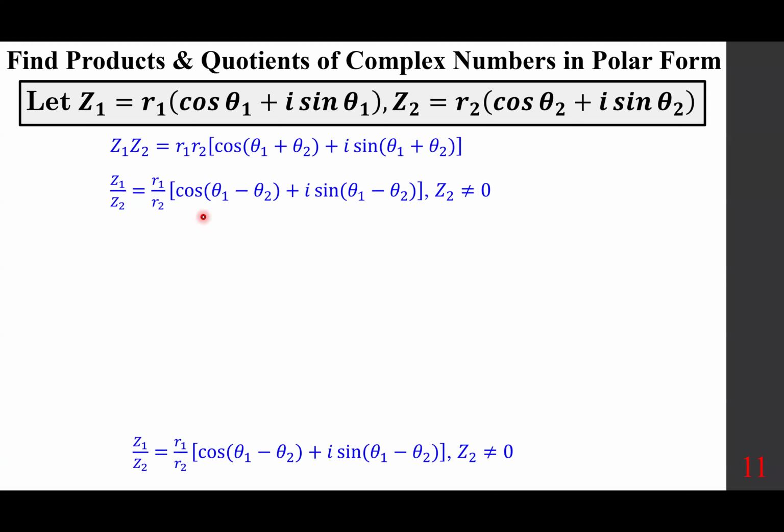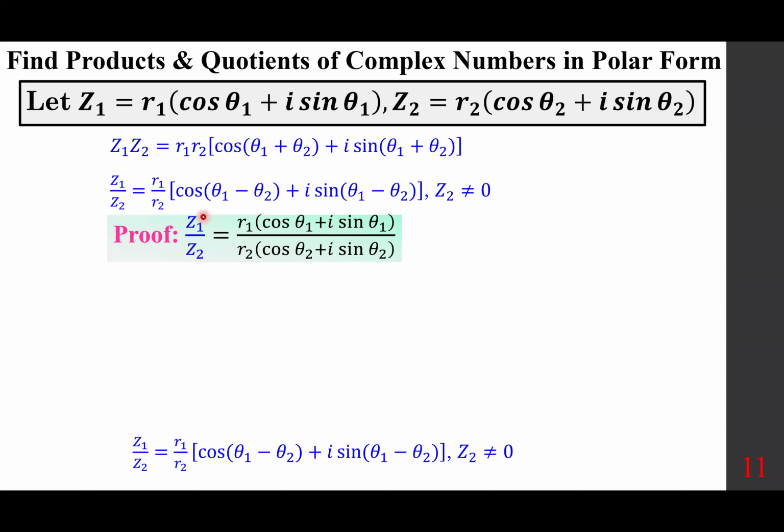Let's prove the second one. And the technique is to multiply by the conjugate of the denominator. So make this one minus and put it up and down here. That's the technique. So we are going to multiply this fraction, the top and the bottom, by cosine theta 2 minus i sine theta 2. We're going to multiply and divide.